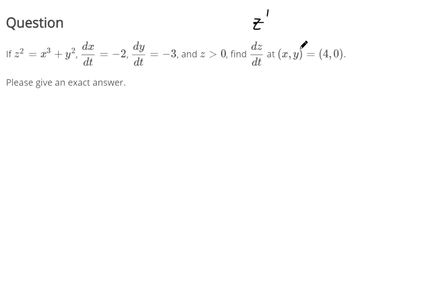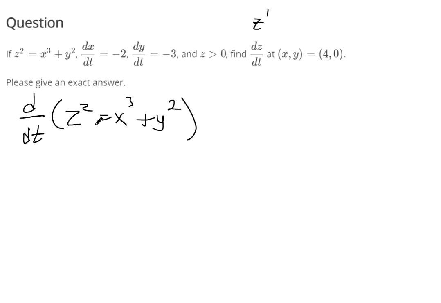So in order to know what z prime is, we need to have some sort of equation with z prime involved. In order to do that, we need to differentiate an equation that involves z. So if we differentiate this equation with respect to time, they're telling us that x, y, z, they all depend on time somehow. So we need implicit differentiation.